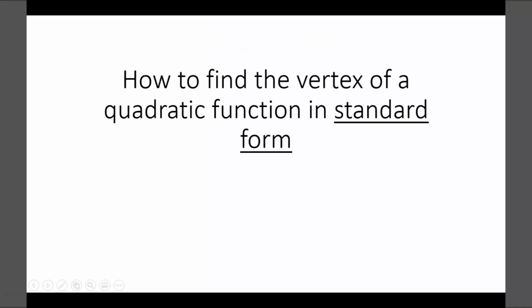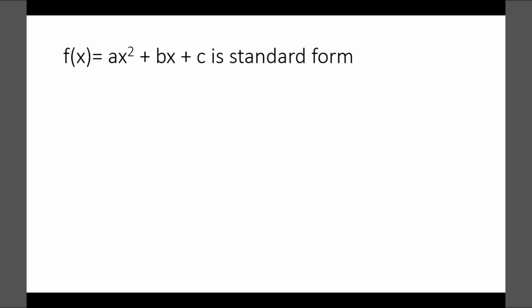In this video, we're going to talk about how to find the vertex of a quadratic function in standard form. I underline standard form because there's a few ways to find the vertex. So in standard form, we're talking about the form ax squared plus bx plus c. And we're interested in the a, the b, and the c values and how those are going to be used.